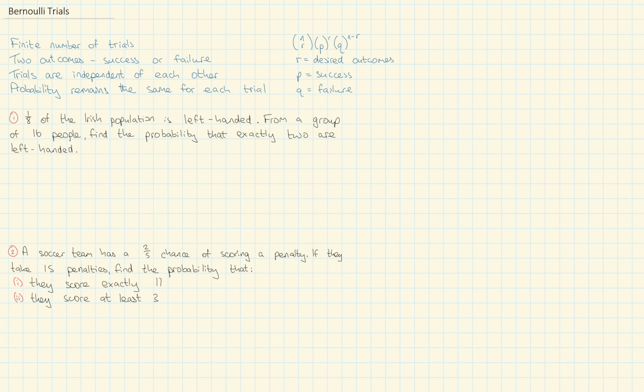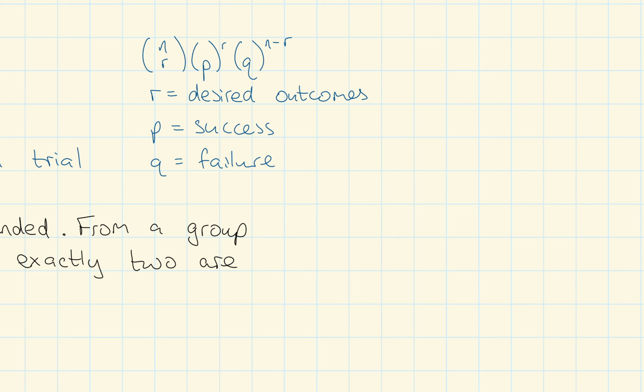So if we take something like flipping a coin, each time I toss that coin, the odds of getting tails is 1/2 or 0.5. It never changes. And this is your formula here for a Bernoulli trial. n choose r, p to the power of r, multiplied by q to the power of n minus r. r are the desired outcomes, so the number of successes we want. p is success and q is failure.